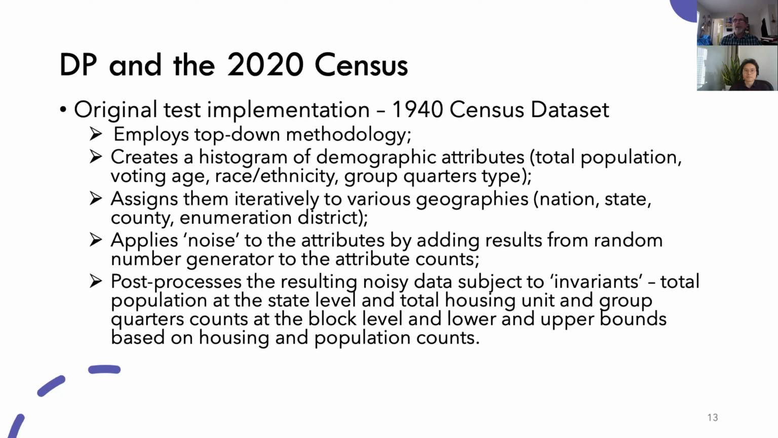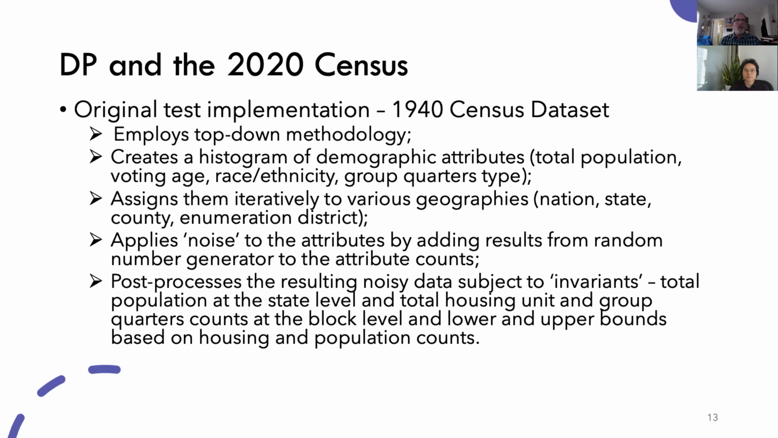Once they start with the top-down methodology, they create a histogram, basically a table of demographic attributes. In this case, total population, voting age, race, ethnicity, group quarters type. They assign them back to the various geographies. Once that's done, they apply the noise through the geometric distribution mechanism. They apply the noise to the attributes, by adding the results from the random number generator, the geometric mechanism, to the attribute counts.